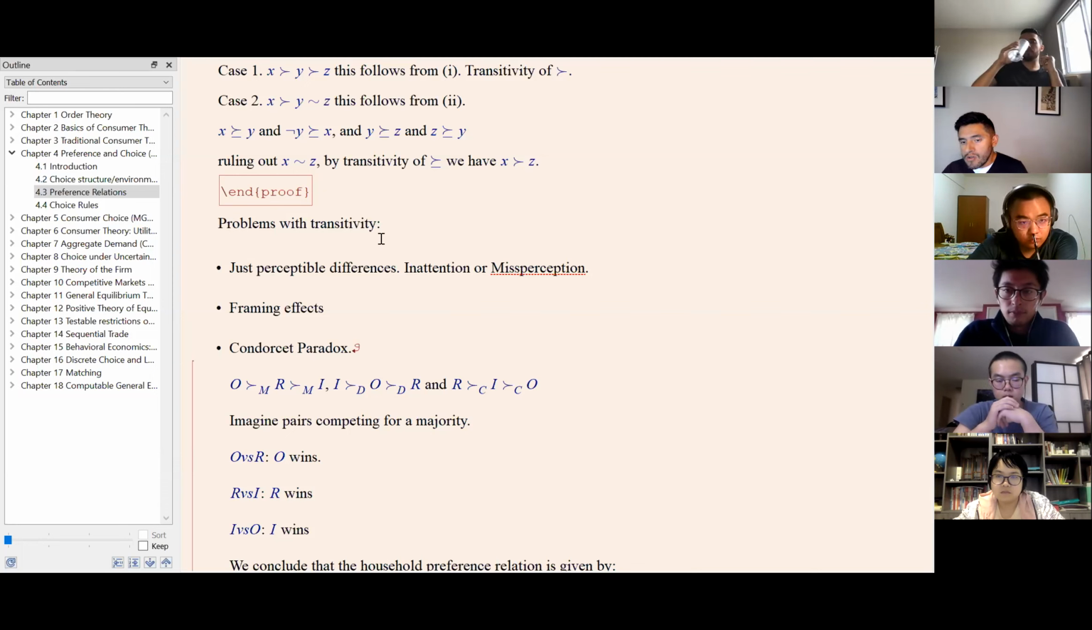But if someone tells you this one has no chocolate and this one has for sure chocolate, maybe you can tell the difference. So this happens in many situations. This is what it means to be just perceptible differences. If you fail to really see the difference among alternatives, you will fail transitivity, okay? First example.